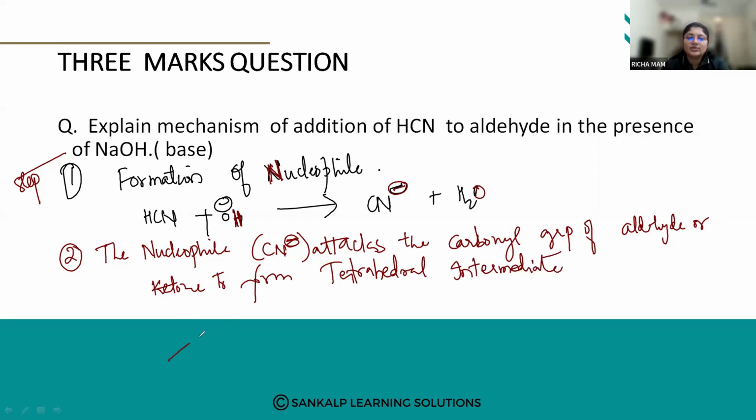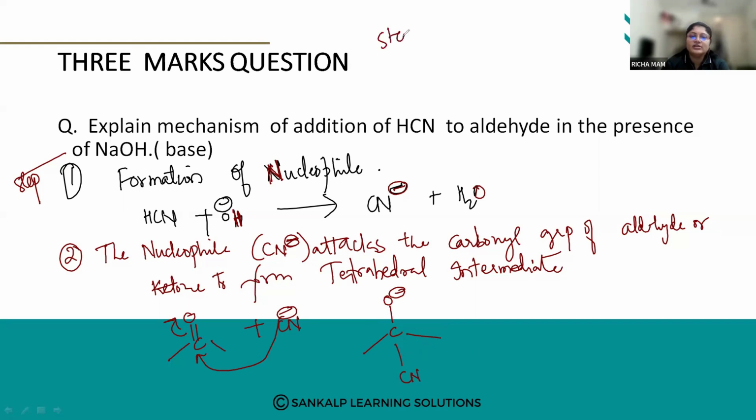So this is our carbonyl carbon. Your CN minus will attack the carbonyl carbon. This bond will get polarized, and what you are going to get is O minus. Your CN will attach. So this is the compound. Got it? So this is the tetrahedral intermediate.